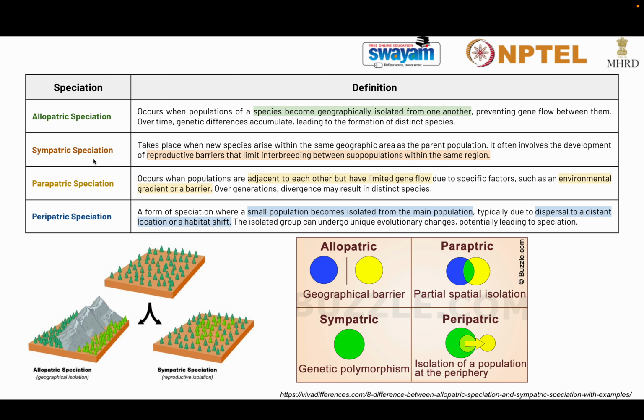Then if we look at sympatric speciation, this is the speciation event in which the new species arise within the same geographical area. Here, in allopatric the area is separated by a barrier, but in sympatric the geographical area is the same as the parent population, but it often involves the development of reproductive barriers. These barriers limit interbreeding between the subpopulations within the same region. So the differences arise at the level of reproductive barriers, due to which they become two different species.